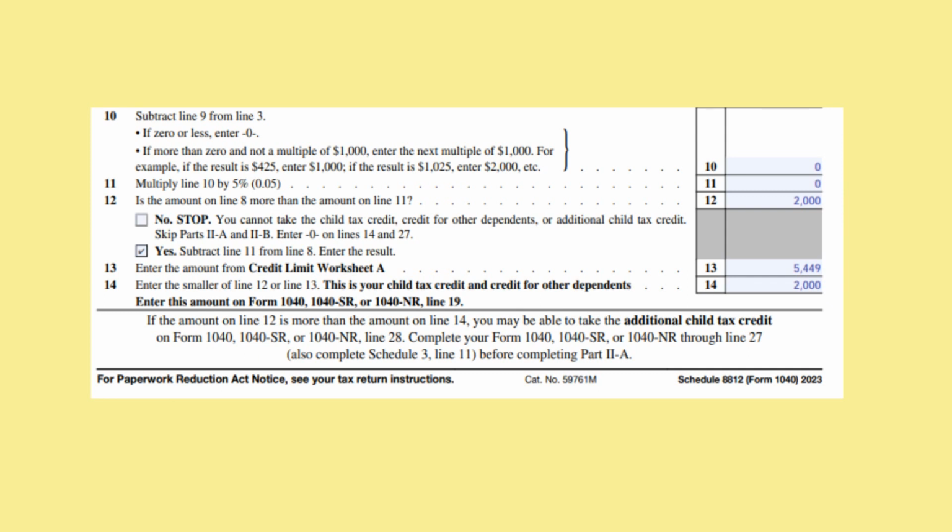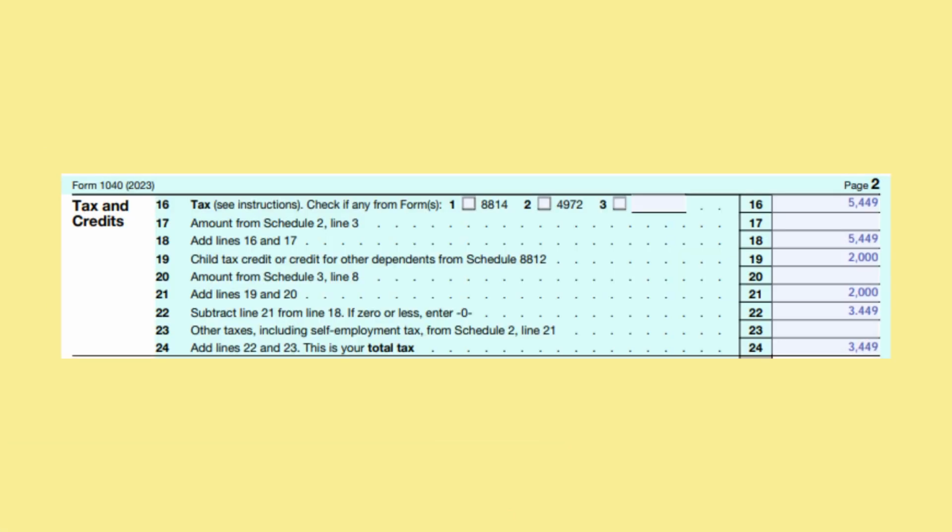On line 14 of Schedule 8812, we will enter the smaller of line 12 or 13, which is $2,000, and we will enter it on your Form 1040, line 19. Line 20 will be left blank as we do not have an amount from Schedule 3, line 8. On line 21, add lines 19 and 20 together to arrive at $2,000. On line 22, subtract line 21 from line 18 to arrive at $3,449. Carry this down to line 24 as you do not have any other taxes.